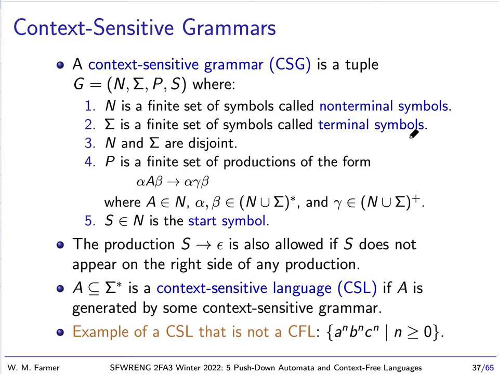So remember, with a context-free grammar, our productions always look like this. It's always a non-terminal that goes to some string of non-terminals and terminals. Here, we can have productions of this form, where we have some string, a non-terminal, some string, and that goes to the same string alpha, gamma, same string beta. So we change A in the context of alpha and beta to alpha, gamma, beta. Alpha and beta can be any strings of non-terminals and terminals. Gamma must be a non-empty string.